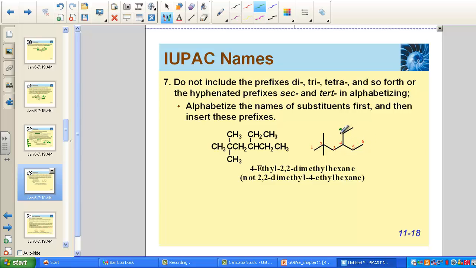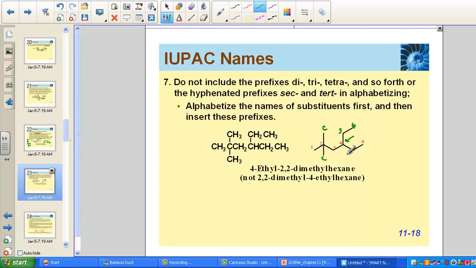Not because it's in a row. I could have gone up here as well, 5, 6, and I still end up with the same structure, so that doesn't matter. But at carbon number 4, I have an ethyl group. And at carbon number 2, now keep in mind these are 2 carbons up here, I have a dimethyl group. 2 methyls hanging off of carbon 2.